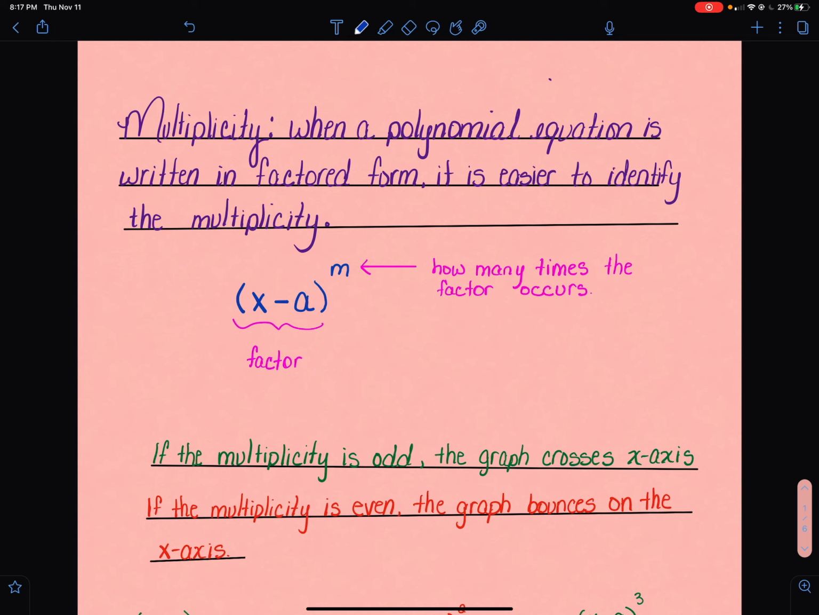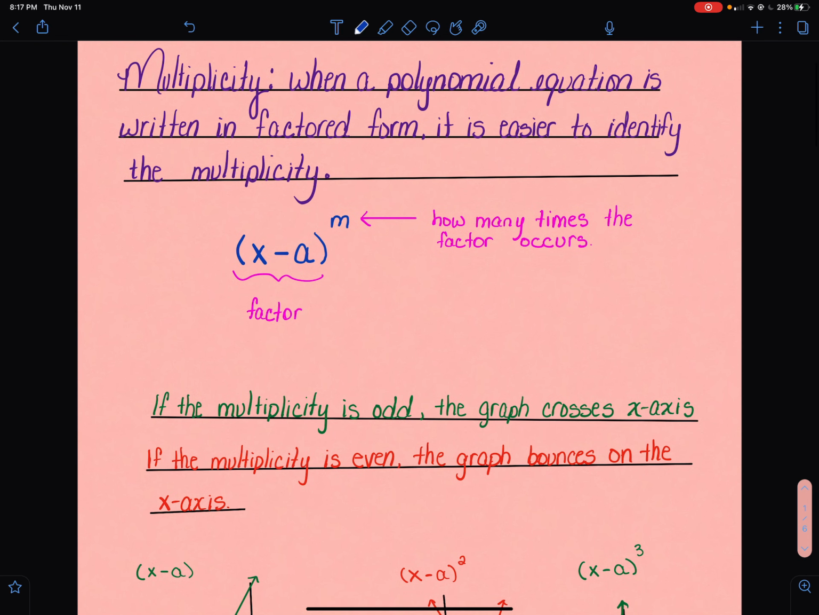So multiplicity is when a polynomial equation is written in factored form. It's easier to identify what the multiplicity is. Multiplicity is how often something occurs at one of the x-intercepts, okay? So one of the formulas that he wrote down in the video was a factor of x minus a, and it was to the power of m.